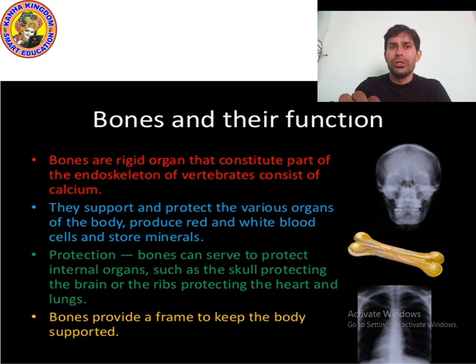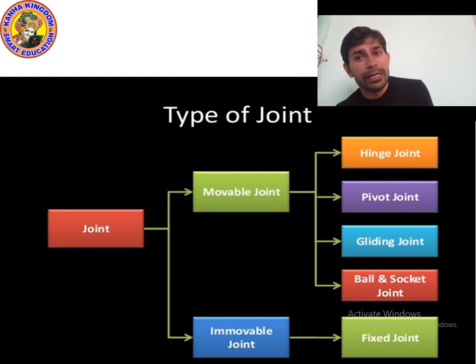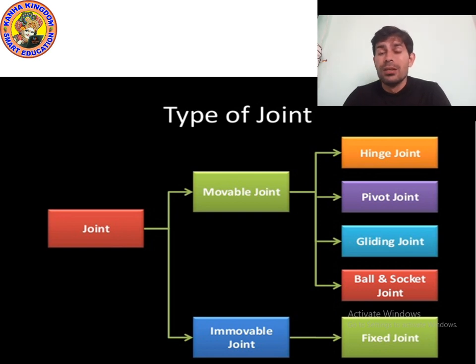Now let's move on to the next point and study about joints. There are different types of joints, but before that, let me tell you what we mean by a joint. A joint is that point where two bones are attached to each other, which helps to move our bones.